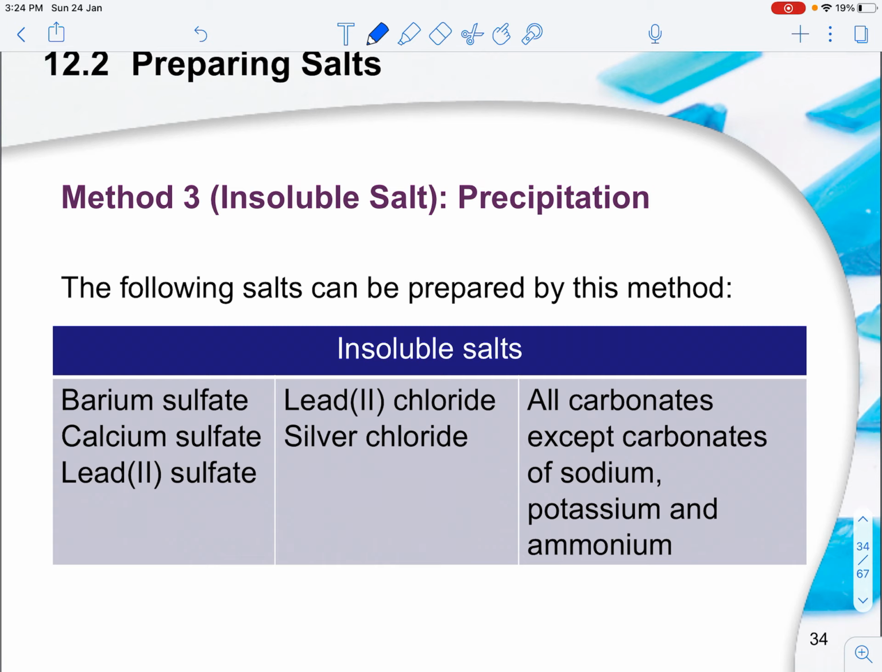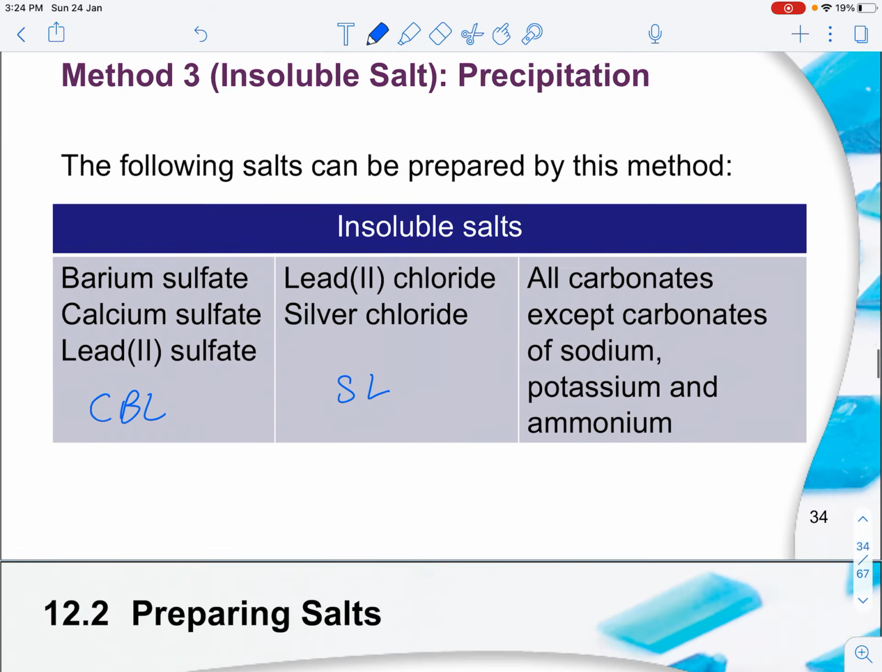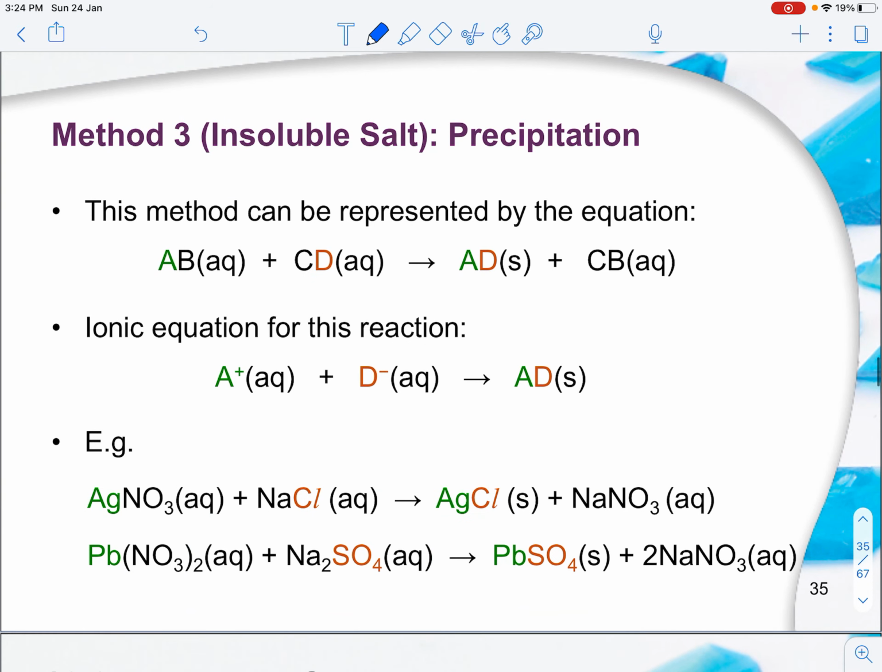Now comes the last method, which is method 3, the precipitation method. The following salts can be prepared by using this method, which are all your insoluble salts. Like your CBL, challenge-based learning, your student leaders, SL, and of course all carbonates except your spa salts, which are sodium, potassium, ammonium.